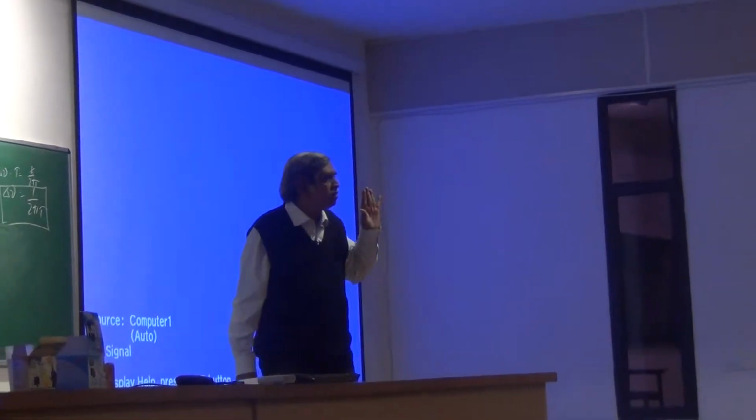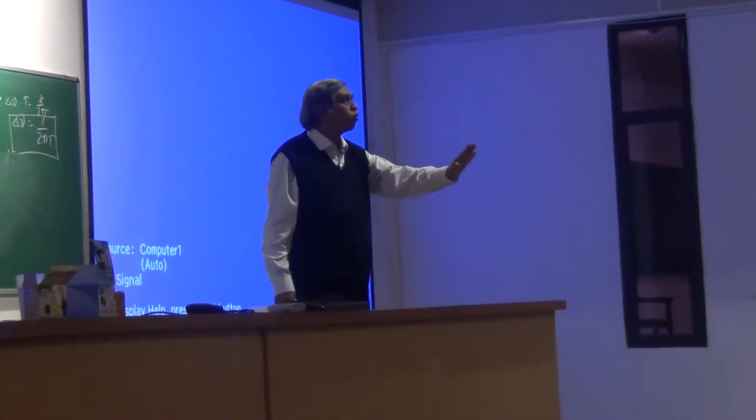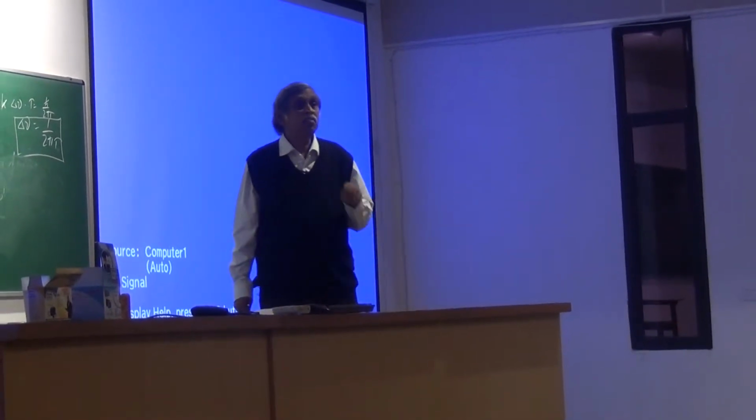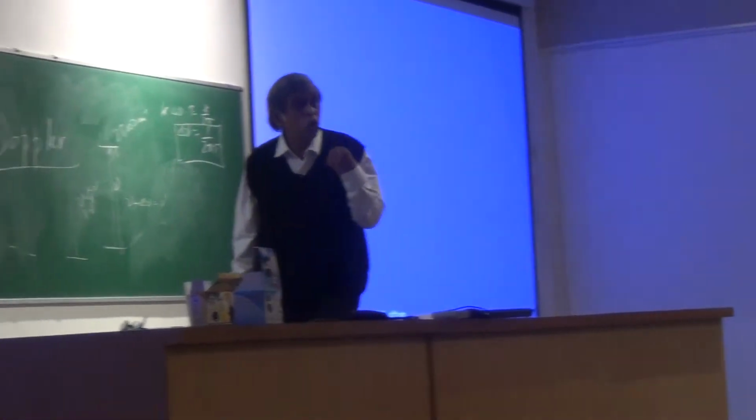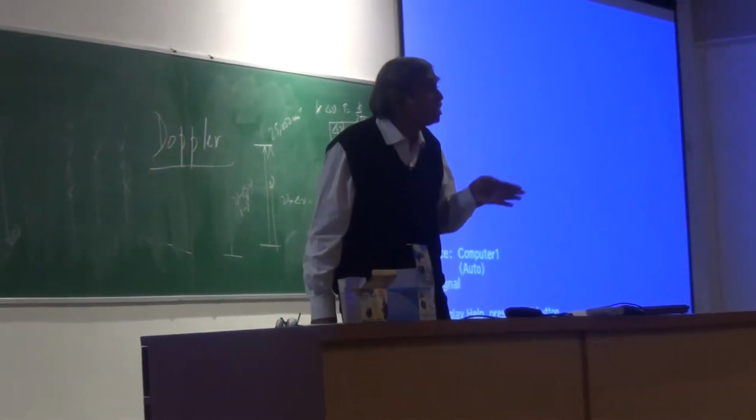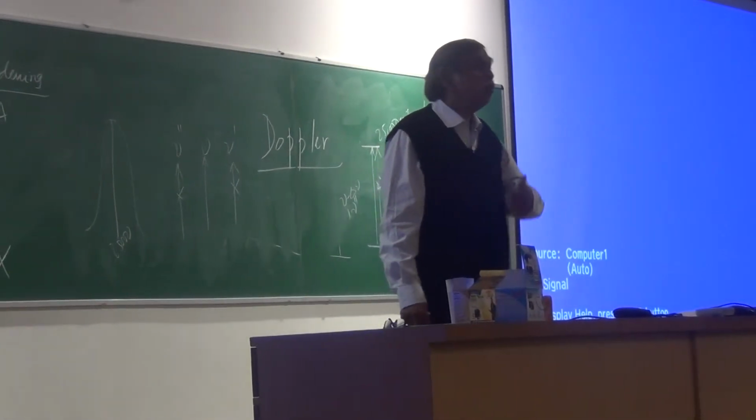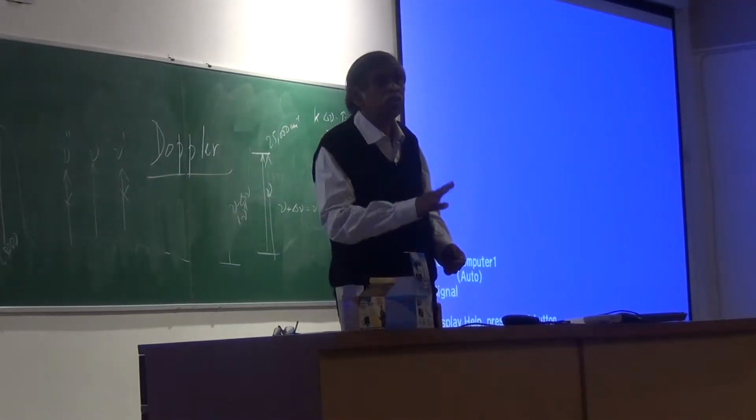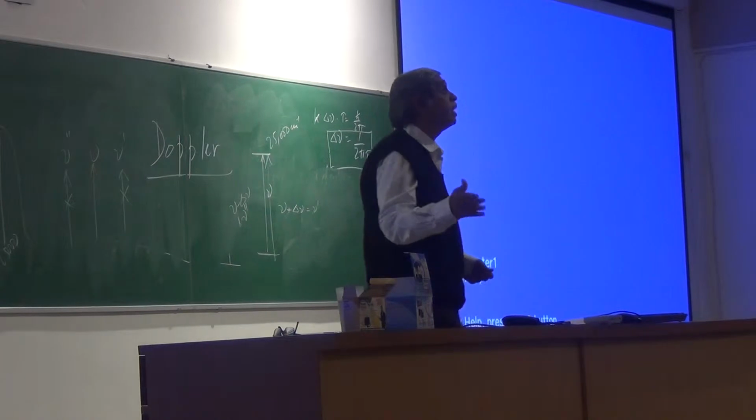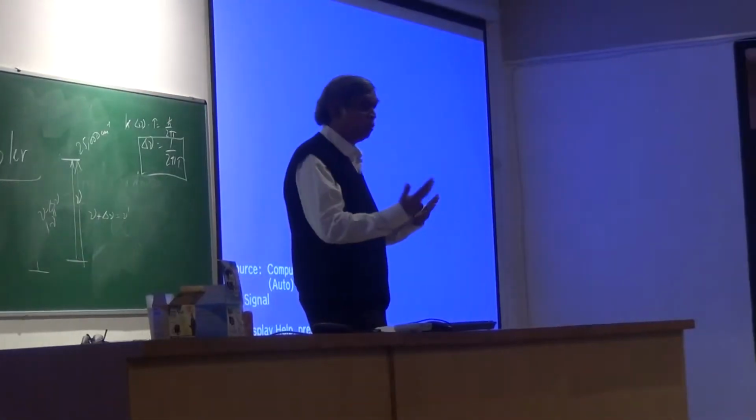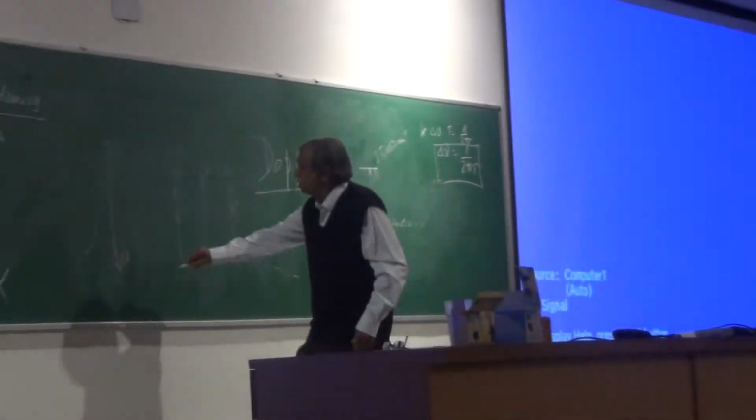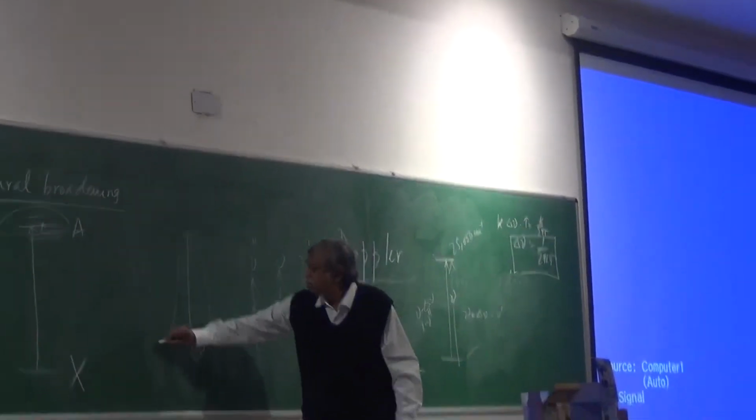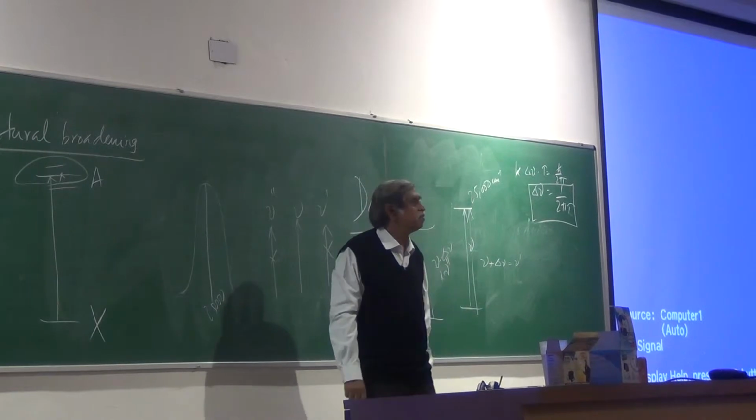Zero speed, they take the frequency required to make the transition. If they have a speed towards the source, velocity towards the source, they need a slightly lower frequency so that it can get shifted into resonance. If they are moving away, they need a frequency that is somewhat higher so that it can get shifted into resonance. In other words, because we have a distribution of speeds, this line is still going to be sharp, this line is actually going to be somewhat broad.